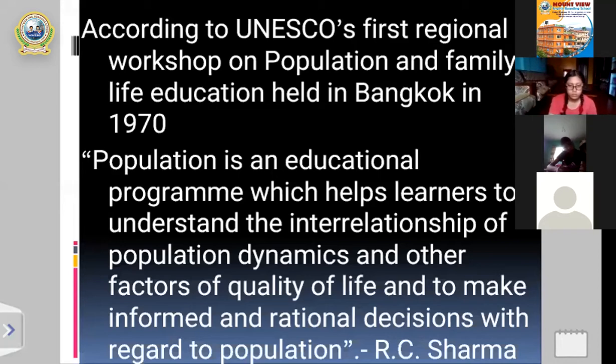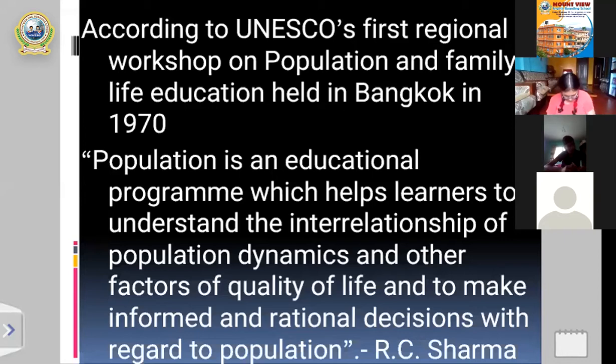After that, on the same slide, the next point you can see. As I told you, my dear students, different scholars, professors, and economists have defined the definition of population education in different ways.